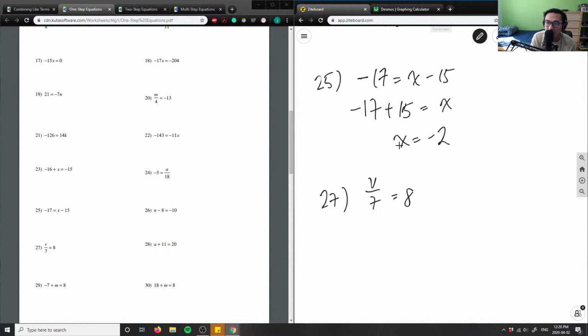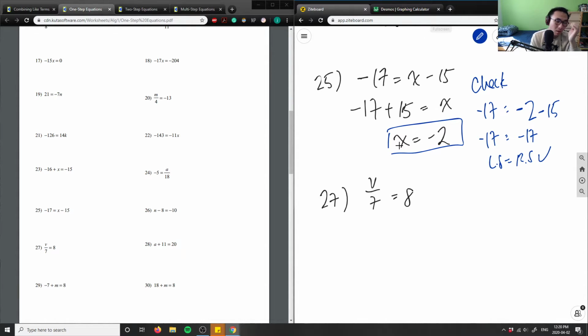And again, we can check our answer. We can do a little check here in blue. We can say negative 17 equals negative 2 minus 15. We know that negative 2 minus 15 is negative 17. So left side equals right side. So this answer is correct.